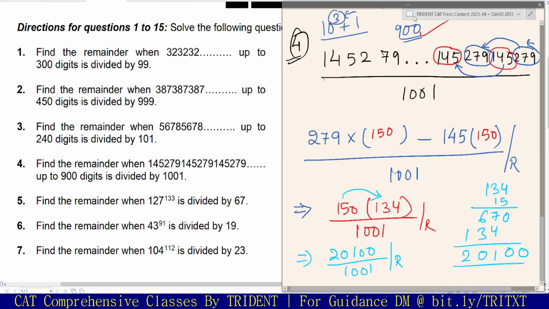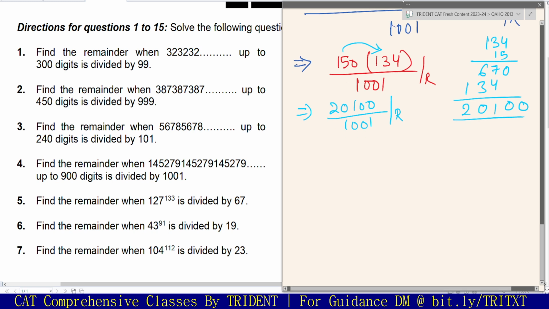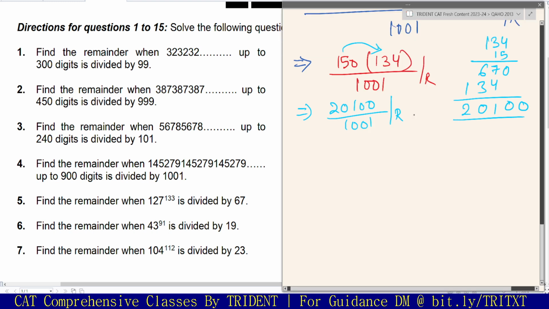Now my dear friends, again this division you can do, but at this point I will again reiterate myself a couple of times so that you will learn it. Make the group of 3 and then subtract, so this becomes 100 minus 20, that is 80. Okay, 80 by 1001. Please tell me, 80 is less than the divisor, so the remainder will be 80 itself. Okay, I hope that is clear.